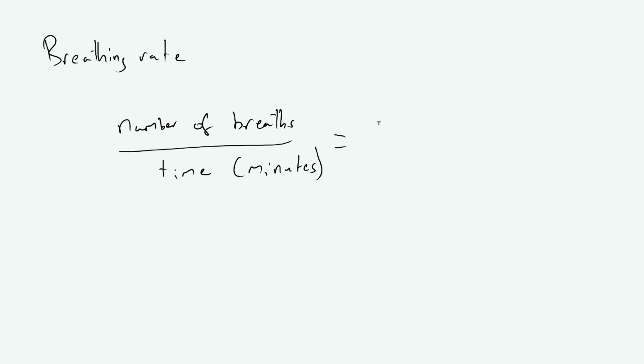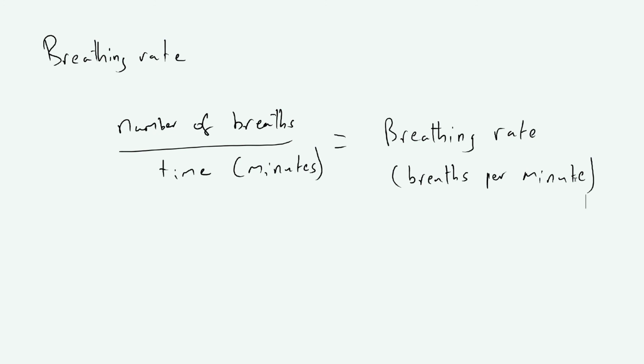So your equation is number of breaths divided by time, and that is in minutes, and that will equal breathing rate. The units for breathing rate will therefore obviously be breaths per minute. I'll run through a very, very quick question. So let's have a look.